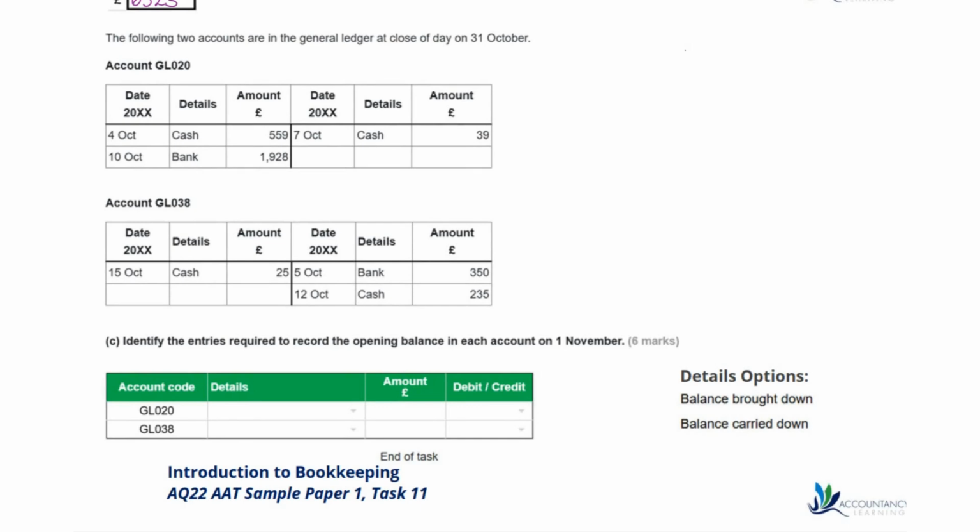And the last part of this task is the following two accounts are in the general ledger at close of day on the 31st of October. We're given account GL020 and GL038. Part C asks us to identify the entries required to record the opening balance in each account on the 1st of November.